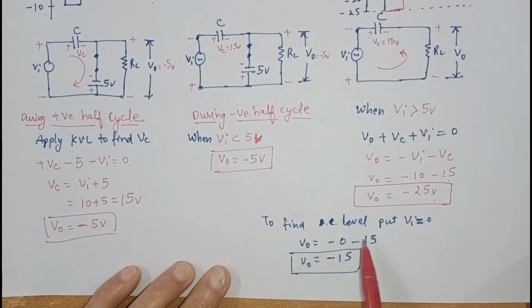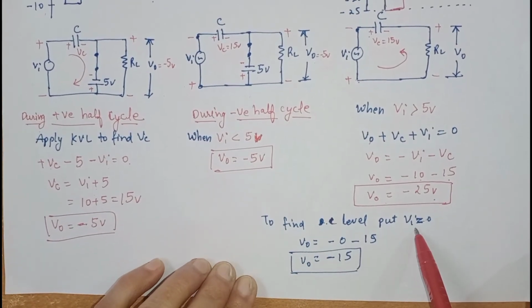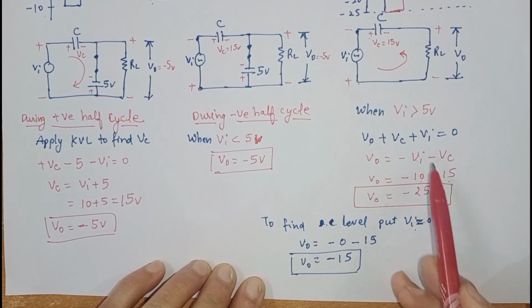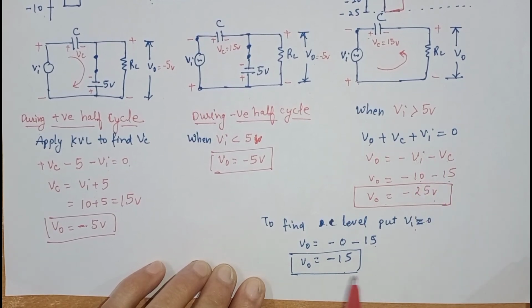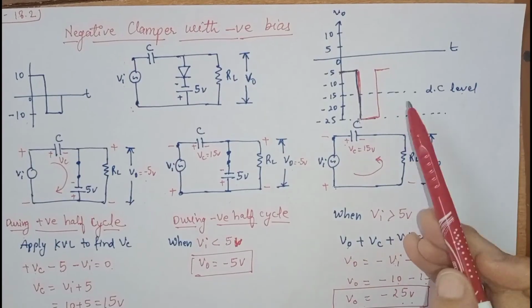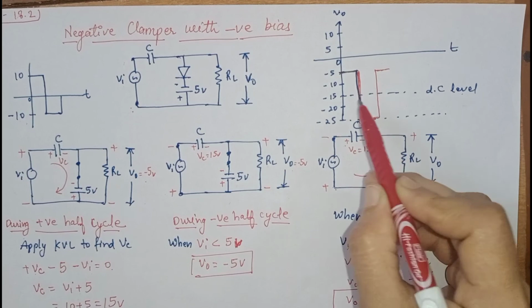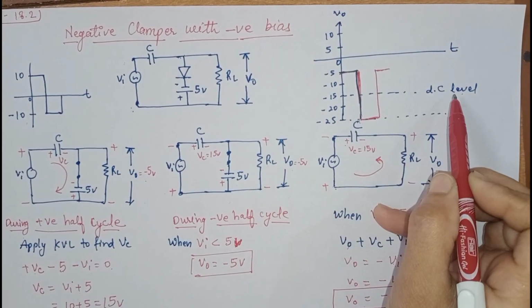Now to find the DC level, we will put VI equals to 0. When we put VI equals to 0, the output will be minus 15. This is the DC level. Now we will draw the output waveform of this circuit. This minus 15 is the DC level.